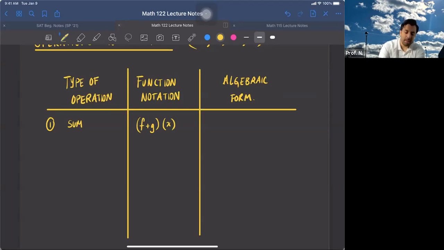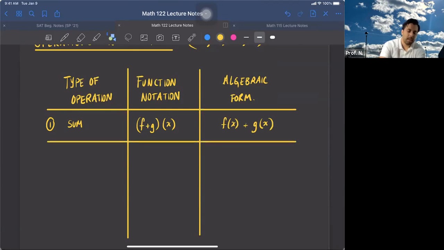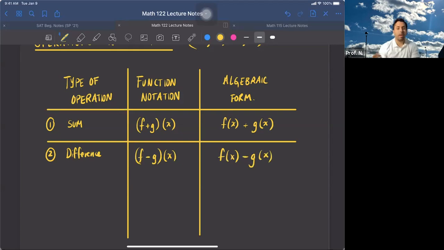And what does that mean? That means I am adding f of x to g of x. That's all it is. It's kind of intuitive. And if there's a difference between two functions, then obviously we would use a subtraction symbol. This would mean f of x minus g of x. So we're just learning the function notation for now.